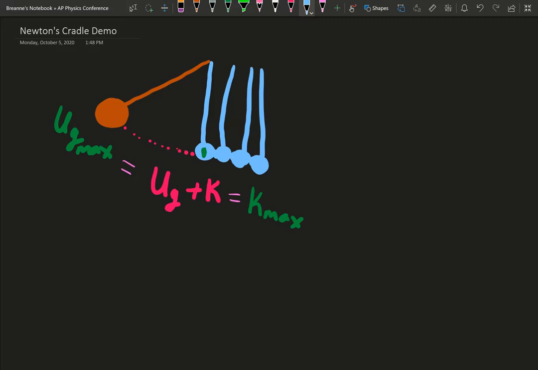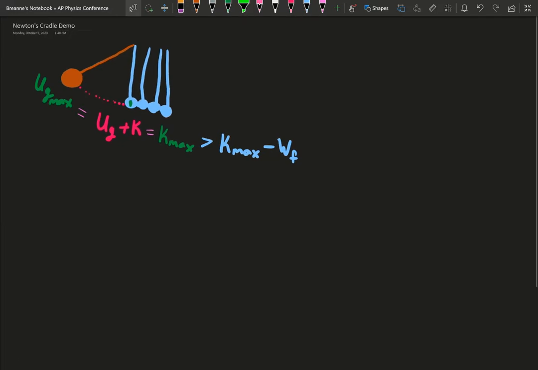As soon as it hits, you're going to take that max kinetic and you're going to subtract some type of work. So work done by friction, work done by sound, anything like that. You're going to have some type of work that's being taken out of the system. And also, it's going to lose energy as the energy passes through all the balls there. So you have energy being lost as it's passing through.